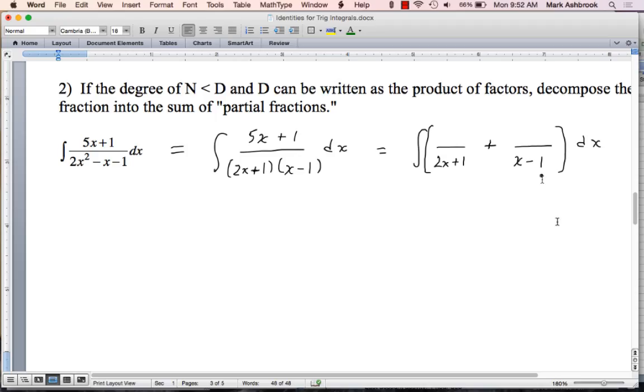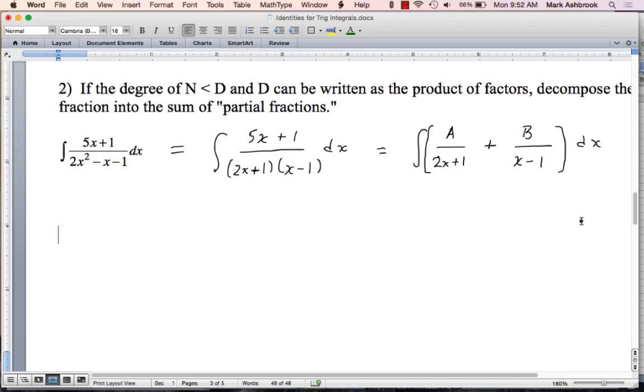Then when we add those together, the common denominator would be the least common multiple of those, right? It would be 2x plus 1 times x minus 1. So the question is, what are the numerators that now make that sum equal to our original fraction? We're going to have some constants here, so we'll call them a and b. If we can figure out what the constants a and b are, then we've got an easy integral, right?